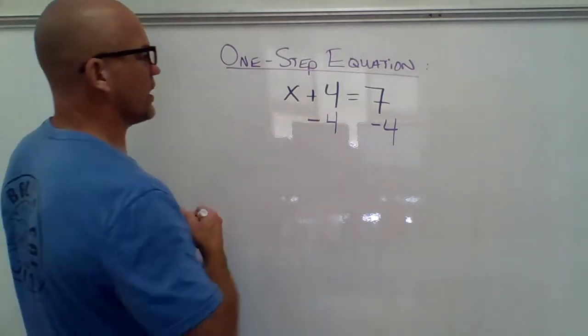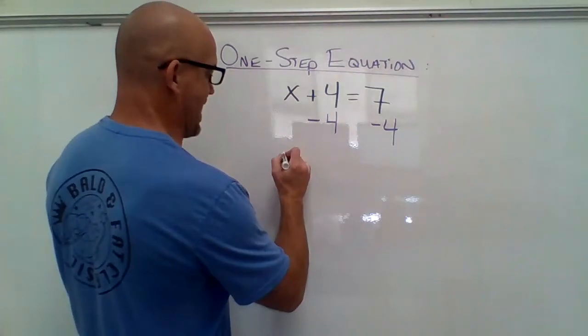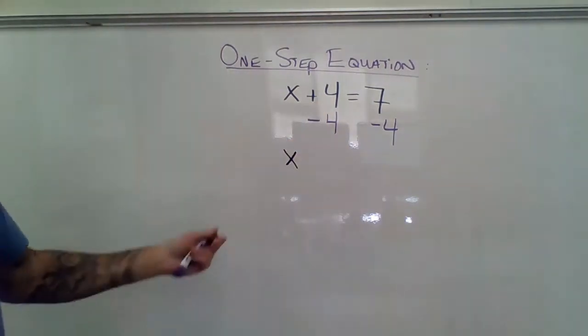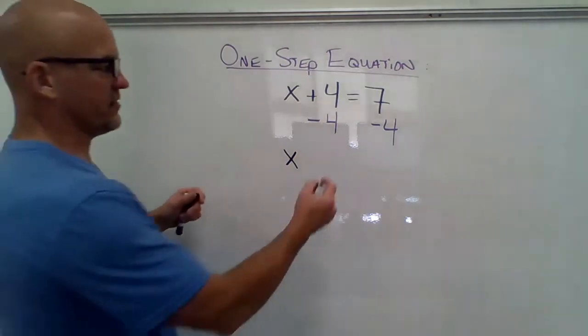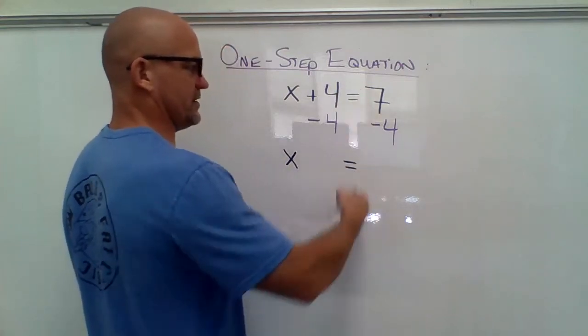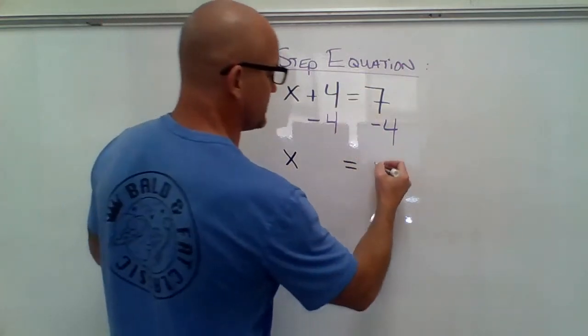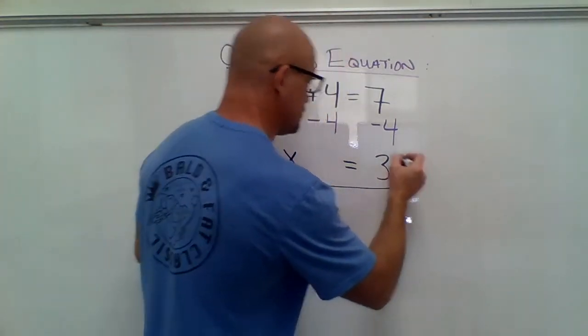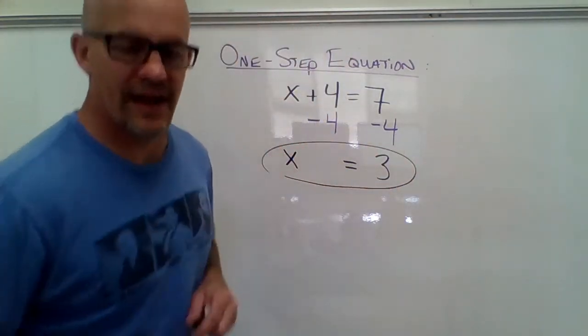So then I'm going to come down here. Nothing happened to x, so it comes down. Adding 4 and subtracting 4, well, guess what? That's 0. That eliminates. I don't have to put anything down. My equal sign comes down. Notice vertical alignment. And 7 minus 4 is 3. So what happens right now is I have a solution. At least I think I have a solution.